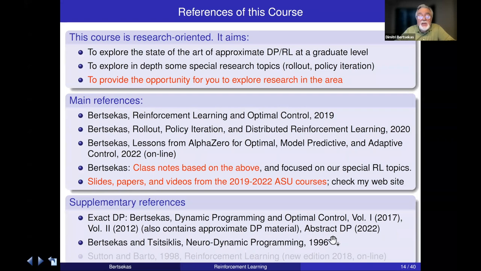There is the 1996 book with Johnson Sicklis, and all of this material has a decision and control orientation. On the other hand, the field spans the range from control to artificial intelligence, and there's a very popular book by Sutton and Bartle, a new edition that came out a few years ago. It's online. A lot of people read this book, and it's a supplementary source for you to connect what we do in this class and what people are focusing on in artificial intelligence.